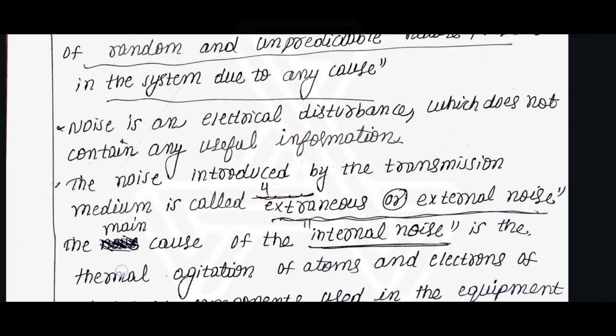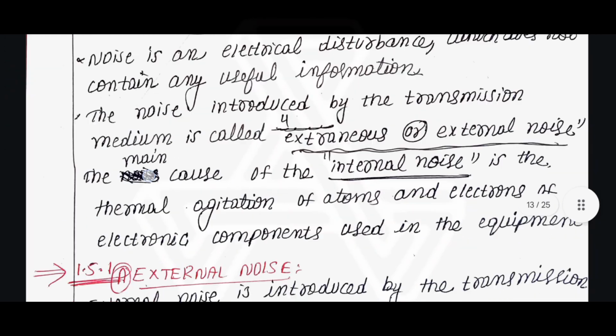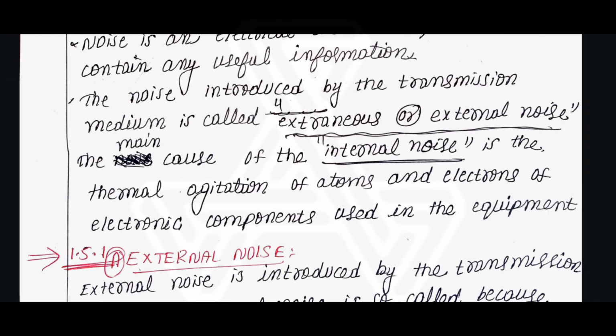The noise introduced by the transmission medium is called extraneous or external noise. The main cause of internal noise is the thermal agitation of atoms and electrons of the electronic components used in the equipment.